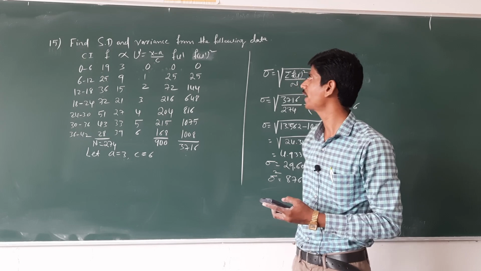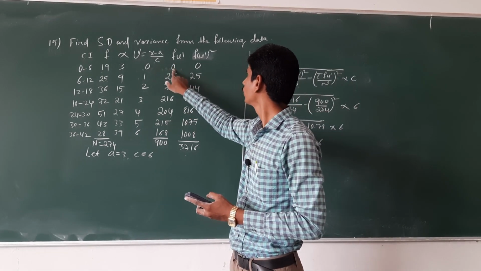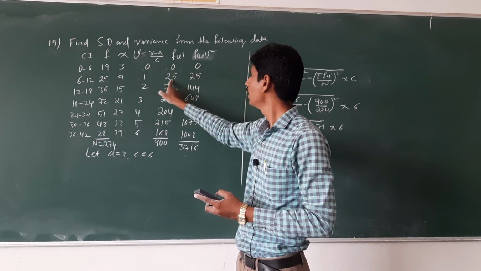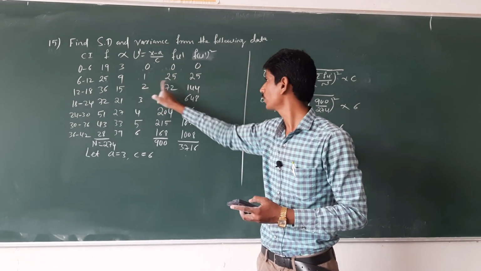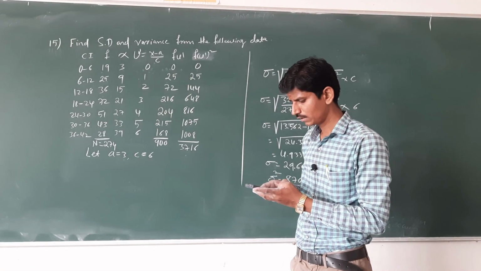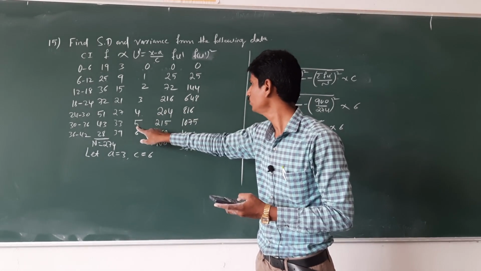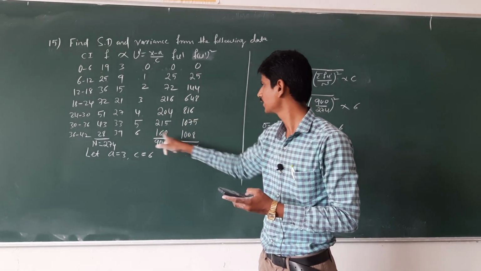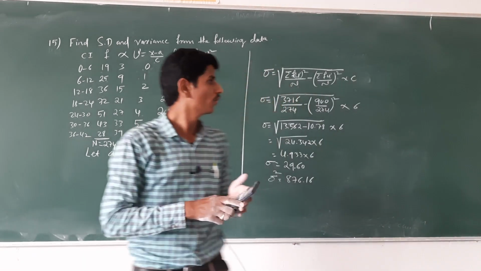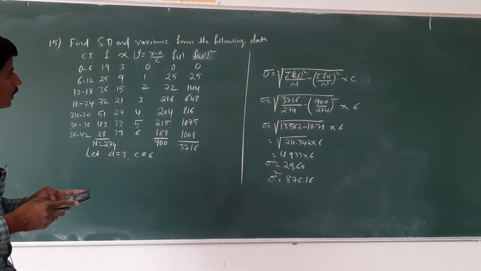Next fu dash square. Here fu dash into u dash is the fu dash square. 0 into 0 is 0. 25 into 1 is 25. 72 into 2 is 144. 216 into 3 is 648. The next, 204 into 4 is 816, 215 into 5 is 1075, 168 into 6 is 1008. Then the sum is 3716. And next we have to substitute the values.